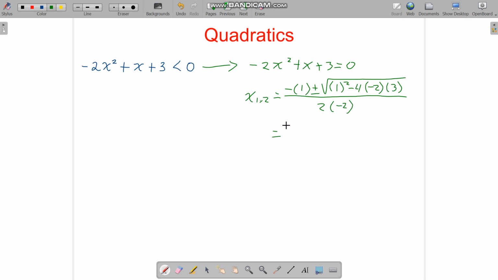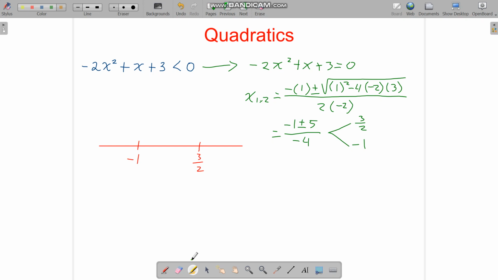And using a calculator, you'll get minus 1 plus minus the square root of 25. Square root 25 is 5. So that means x can be minus 6 over minus 4, so 3 over 2, or it could be 4 over minus 4, which is minus 1. So the solutions to the quadratic equation are the critical points: minus 1 and 3 over 2.